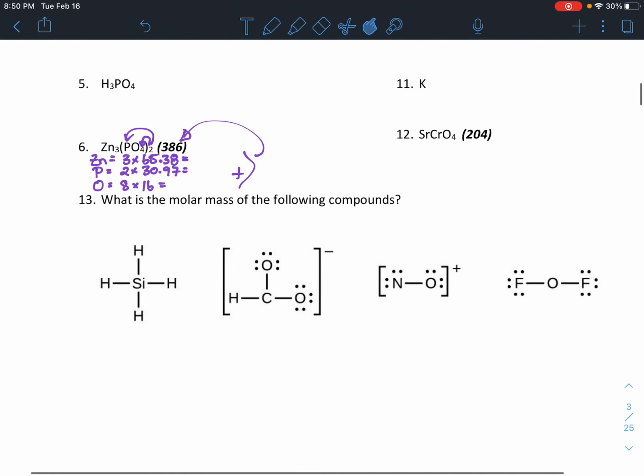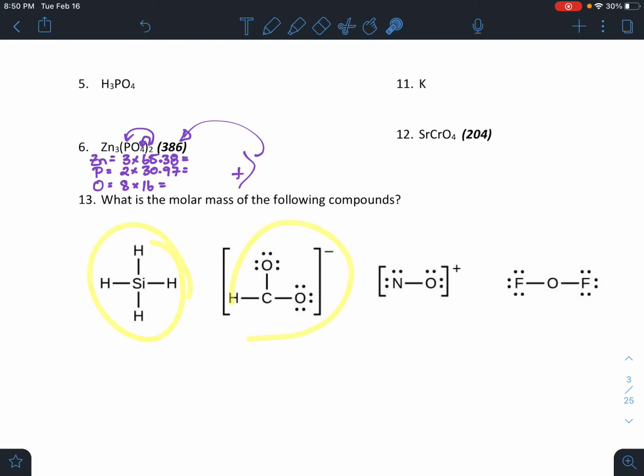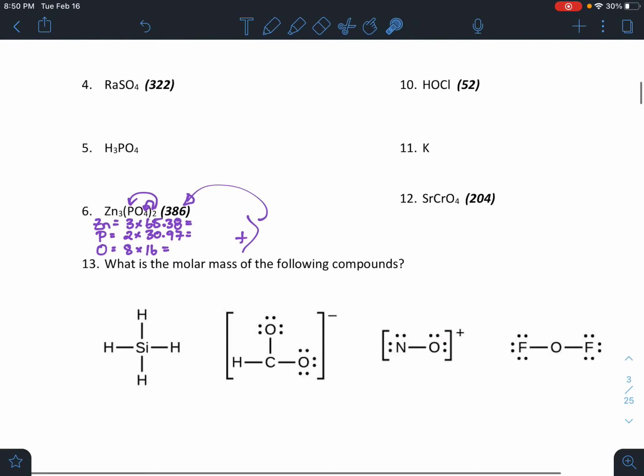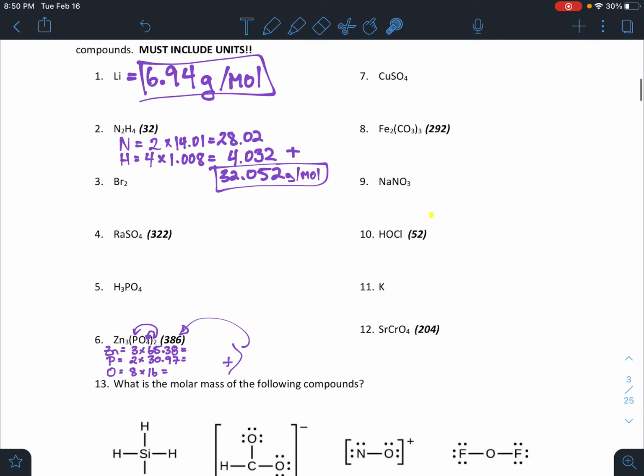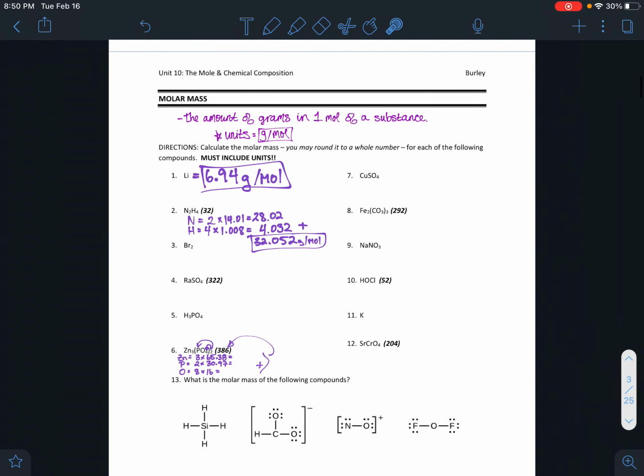At the bottom here, don't get too in a tizzy. So instead of giving you the formulas, I've simply just drawn out the Lewis dot structures. So for this one, you have 1 silicon and 4 hydrogens. This is SiH4. Over here, it does have a negative symbol, and over here, this one does have a positive symbol, but again, mass is always your protons plus your neutrons. So you don't even have to worry about that positive and negative. You're just counting atoms and then determining their masses and adding them all up. And that is how you find molar mass.